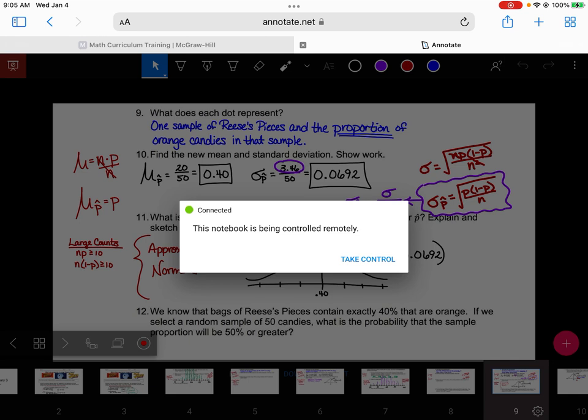if I know that bags of Reese's Pieces contain exactly 40% that are orange, and we select a random sample of 50 candies, what's the probability that the sample proportion will be 50% or more? What would this look like? Because we said this was approximately normal, where would I put 50% on here?